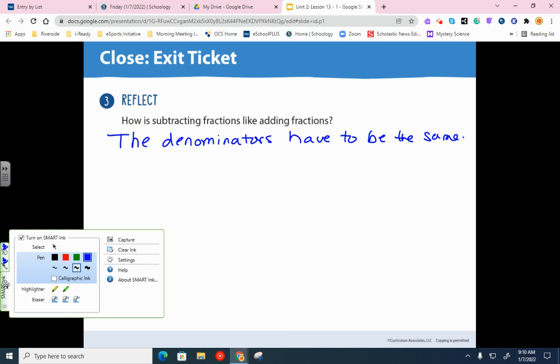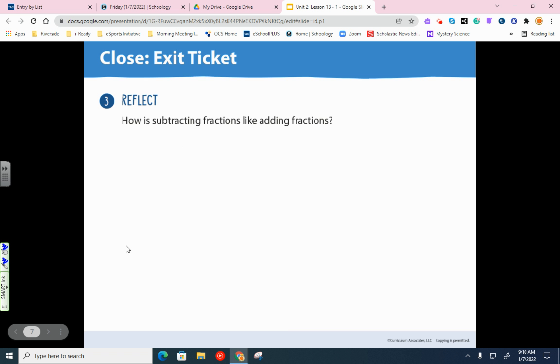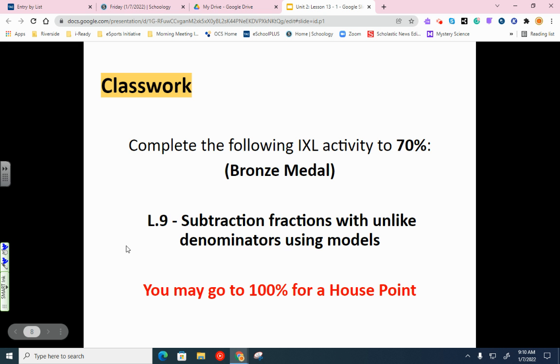For your homework, for those that are home, and classwork for kids that are here, it's going to be L9, subtracting fractions with unlike denominators using models. Obviously, you just have to go to 70%, hit that bronze medal, and you can go to 100% for a house point. All right, contact me if you have any questions.